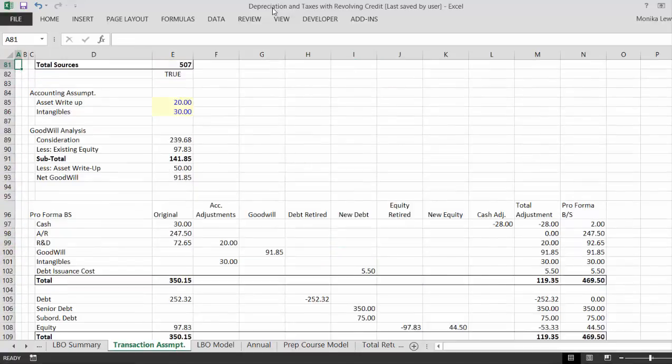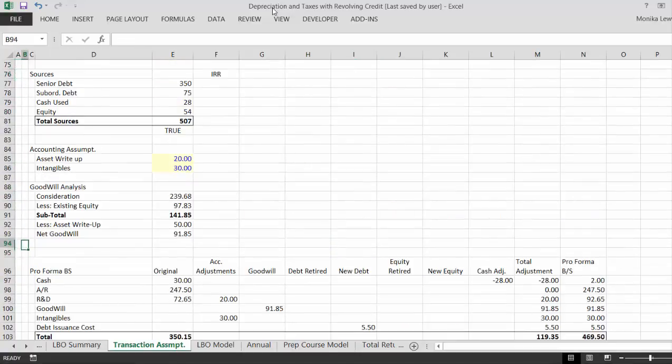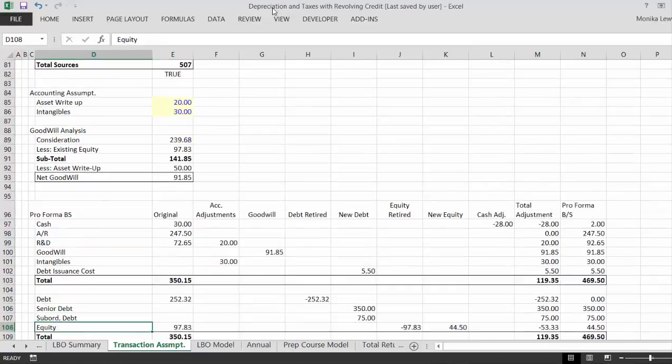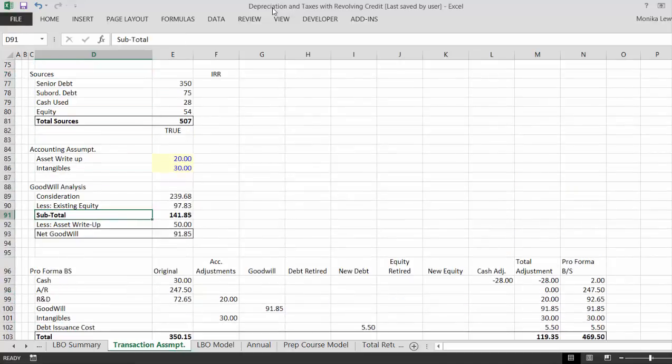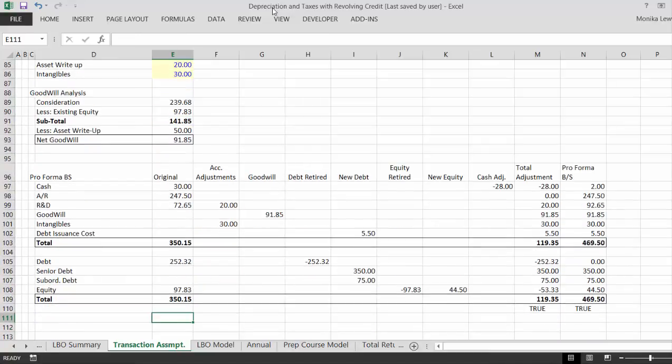Okay, and the net goodwill we had, that was really important. Well, it wasn't actually that important, but that made our balance sheet balance essentially. And to do that, you take the consideration you're paying, you take away the existing equity that's on the balance sheet down here. That goes away. That's replaced by the new equity that's put in the balance sheet. Okay.